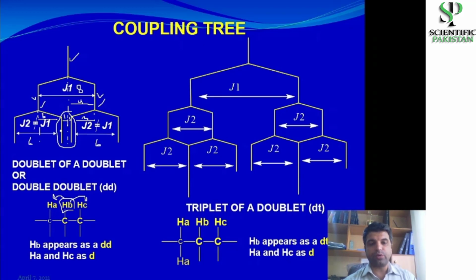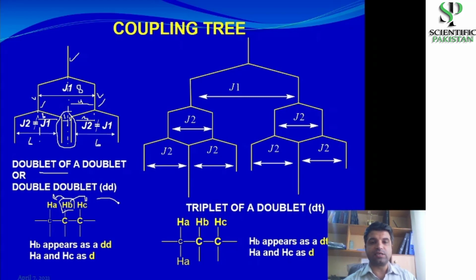So the gap between these two lines is 2 hertz. And that is the gap which keeps them separate, and we do not have a triplet. In fact, we have a new signal that is known as a double doublet or doublet of a doublet. In short, we call it DD.